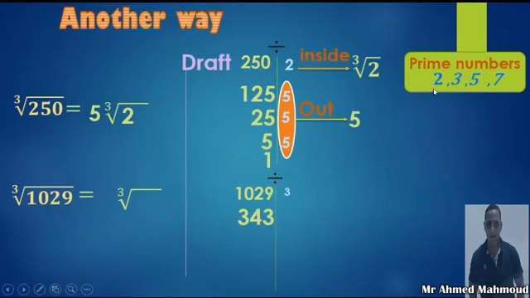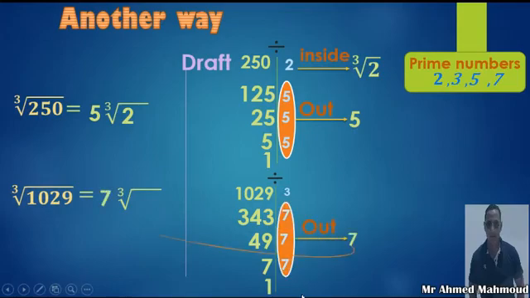343 is not divisible by 2 or 3 or 5, it is divisible by 7. 343 divided by 7 equals 49, divided by 7 again equals 7, divided by 7 equals 1. By selecting 3 sevens, we get one 7 outside the root, and 3 will be inside the root, in this position.